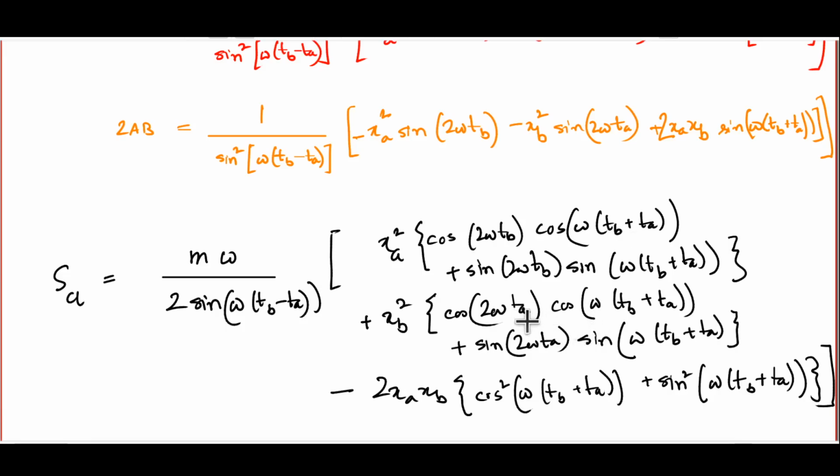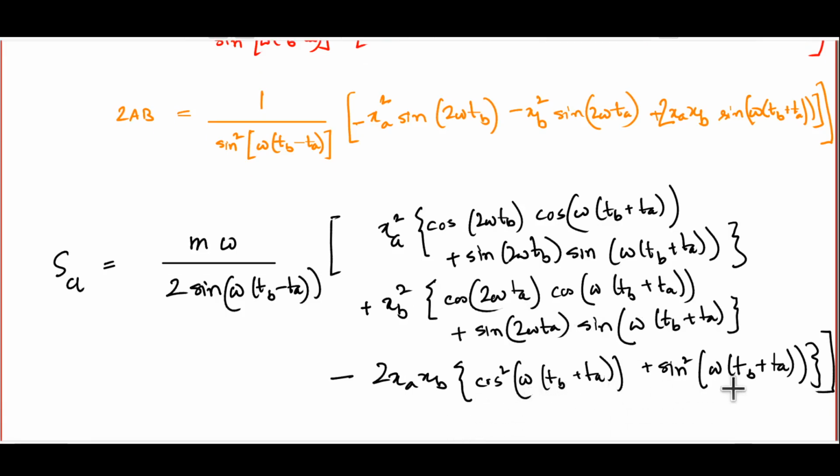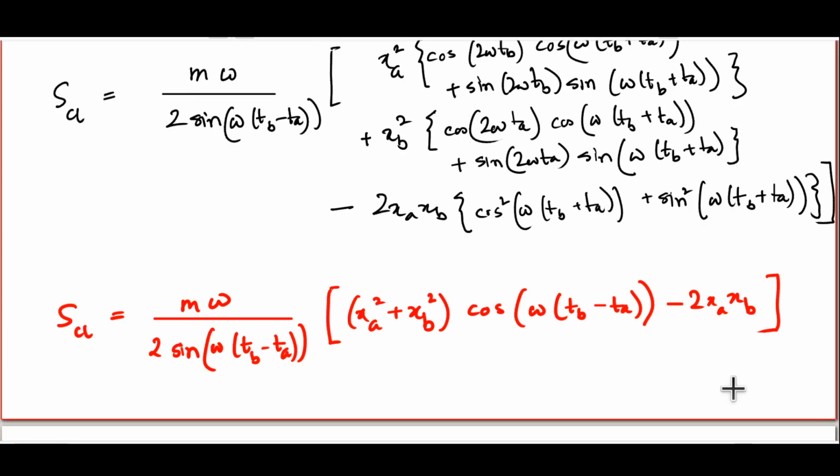In fact, the coefficient of xb squared is exactly the same. And the coefficient of 2xaxb is even simpler, it is just 1. So what you get is this expression for S classical: m omega by twice sine omega TB minus TA times this combination, xa squared plus xb squared cos omega TB minus TA minus twice xaxb.